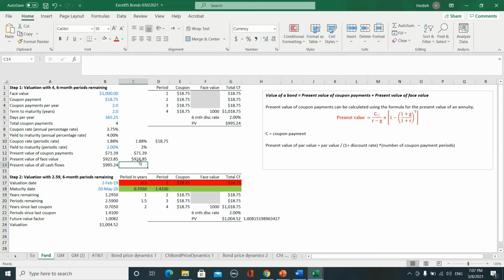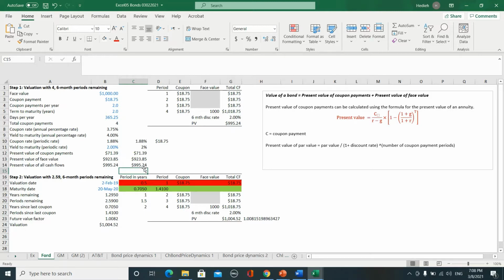So this is the present value. 923.85 is the present value of your face value. So in order to find the present value of your bond, the value of your bond, just add these two present values: the present value of your coupon payments and the present value of your face value or par value, and then click enter.